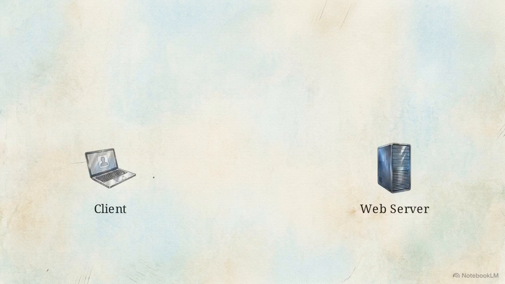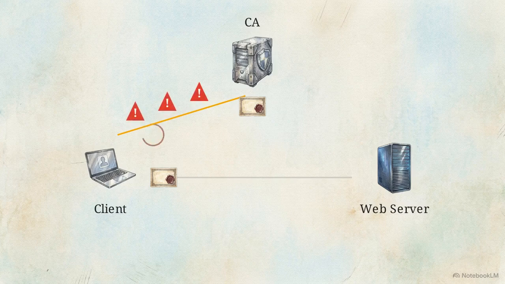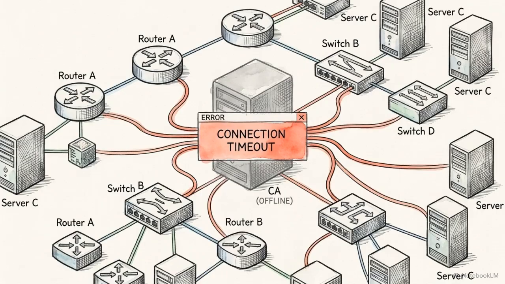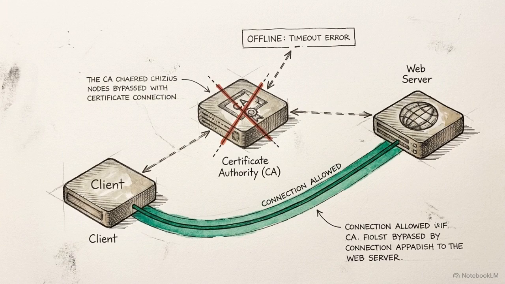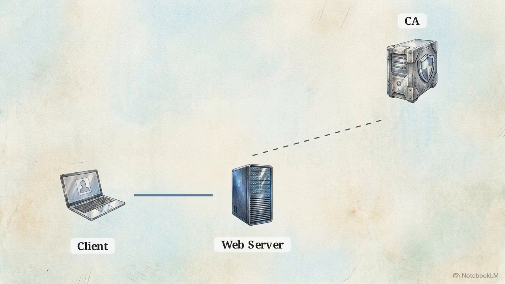The industry moved to the Online Certificate Status Protocol, or OCSP. The client pauses the handshake to ask the CA if the certificate is still valid. This adds severe latency and creates a privacy leak, exposing the user's browsing destination directly to the CA. Worse, OCSP suffers from a fatal soft fail vulnerability. If the CA's responder server is offline or unreachable, most browsers will permit the connection anyway, making the entire security check theatrical.